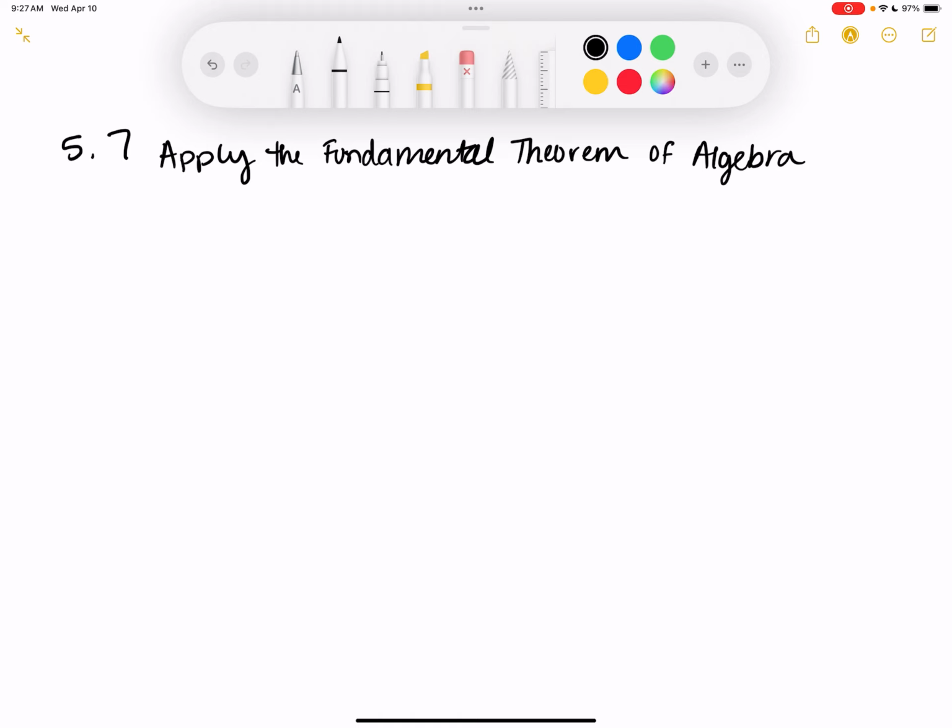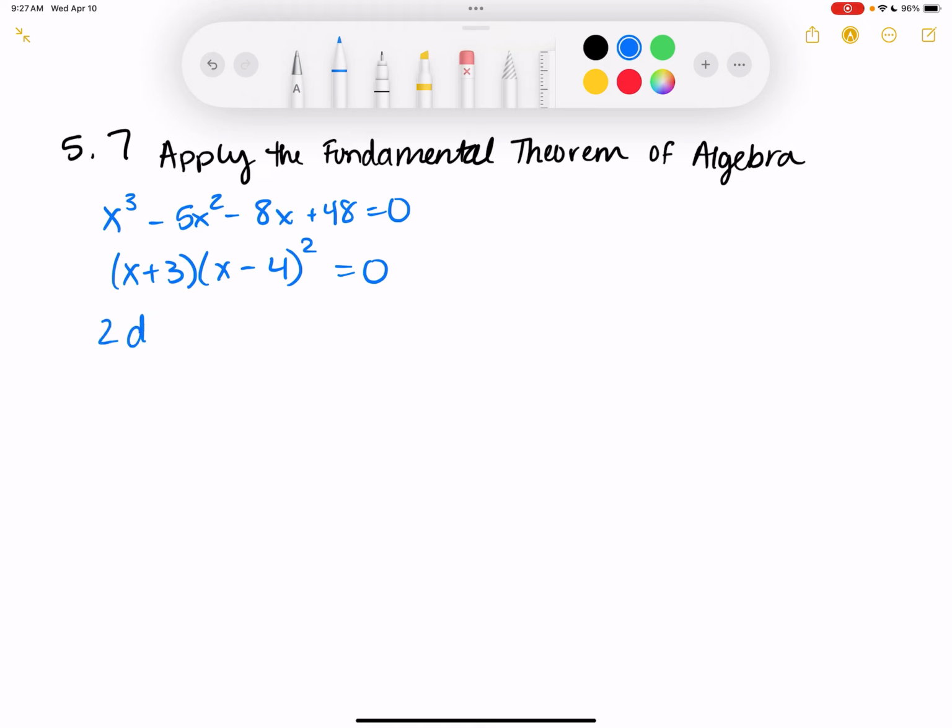All right. So I'm going to start with a little, like, not example, but example. If we had x cubed minus 5x squared minus 8x plus 48 is equal to 0, and I'm going to tell you that that would factor into x plus 3 and x minus 4 squared. This has two distinct solutions, -3 and 4.